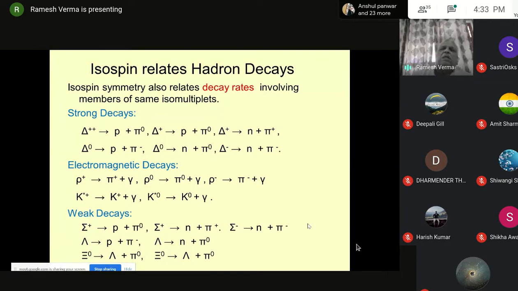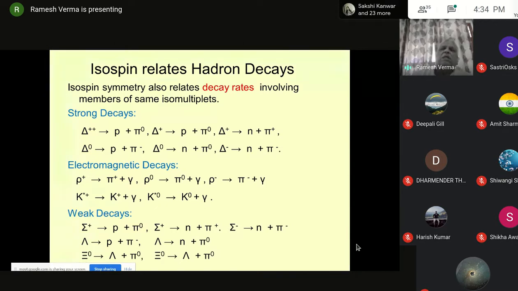But at this moment, what I'm saying is that isospin has the power to relate decay rates of various hadron decays. The only constraint is that the initial particle which is decaying and the final state particle should belong to the same isomultiplet. For example, I have chosen here some of the decays. There are many more decays if you look at the particle data group.